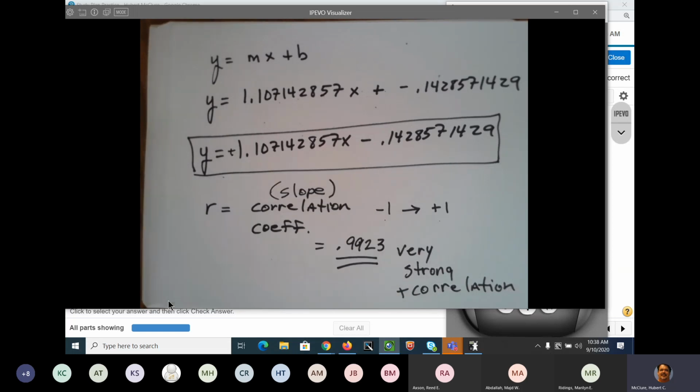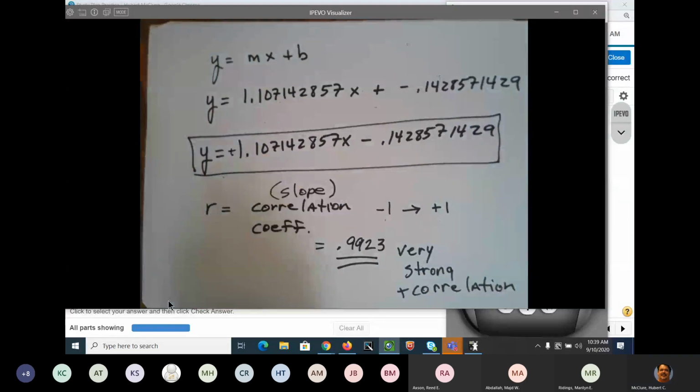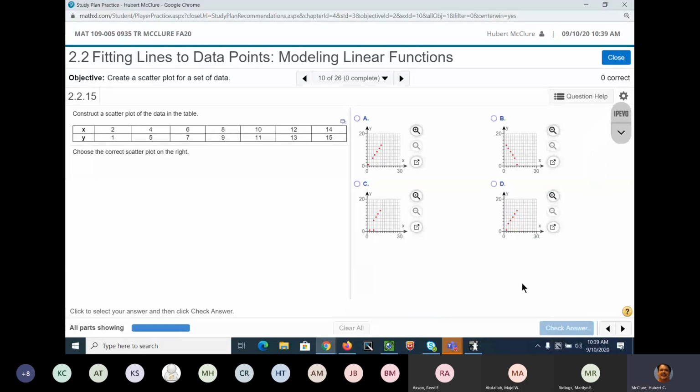Now this is what we're going to be doing in 2.2. You're going to be drawing a scatter plot, finding the correlation coefficient, and finding the equation of the line. Luckily, you don't have to do it by hand. You're going to do it by the calculator, which I just showed you, or you're going to do it by the Excel spreadsheet.